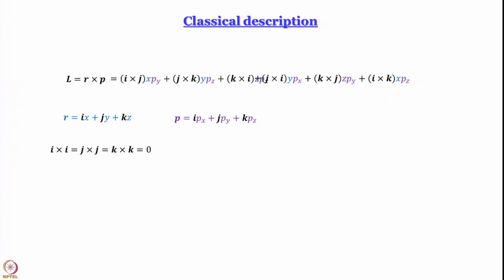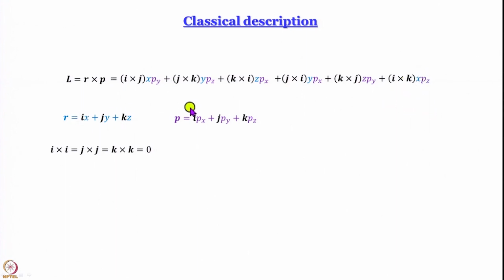We are left with 6 terms, i cross j xpy plus j cross k ypz plus k cross i zpx plus j cross i ypx plus k cross j zpy plus i cross k xpz. Okay. Maybe I will just correct this for you, otherwise it is difficult to see. Okay, that is much better. So, I have i cross j xpy plus j cross k ypz plus k cross i zpx plus j cross i ypx plus k cross j zpy plus i cross k xpz, 6 terms.